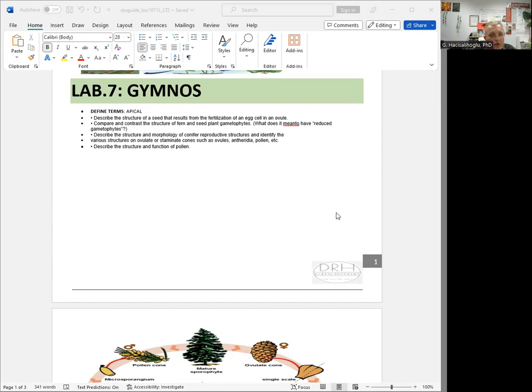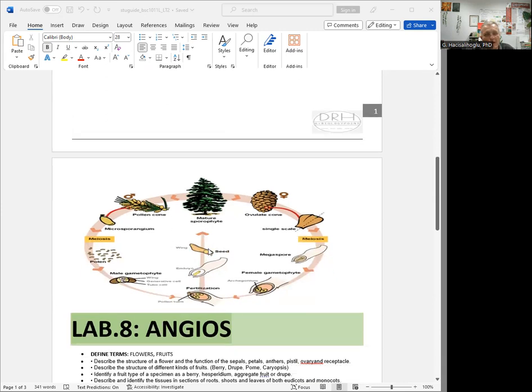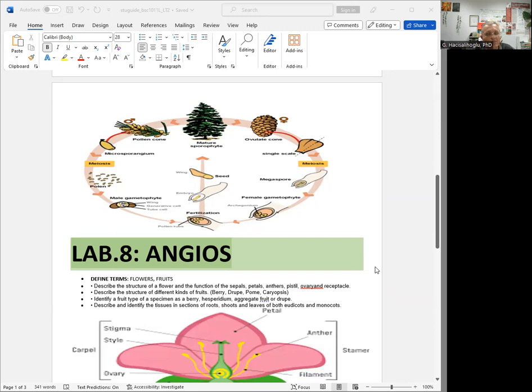gymnosperms. Next, make sure that you review the gymnosperm life cycle, because the life cycle kind of summarizes the whole thing. Always start with the sporophyte.